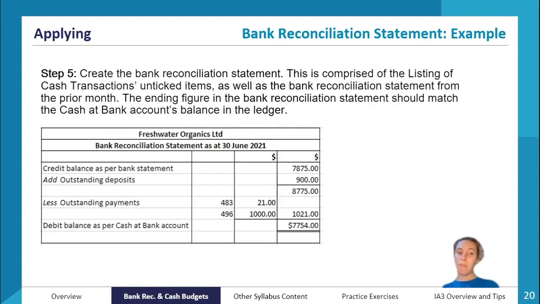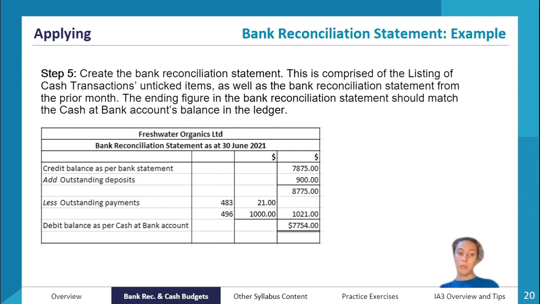And our final step is creating our bank reconciliation statement. So here you'll notice that the ending figure in that bank reconciliation statement needs to match what that ending figure was in the ledger. So again, we can see 7,754, we've got that match. So this is another built-in check to make sure that you're on the right track. If it doesn't match, then go back and have a look at where you may have gone wrong.